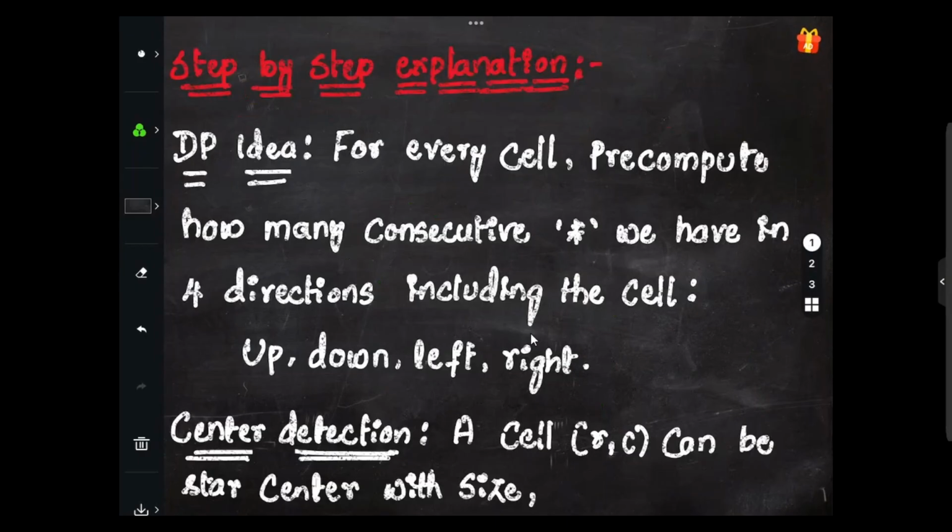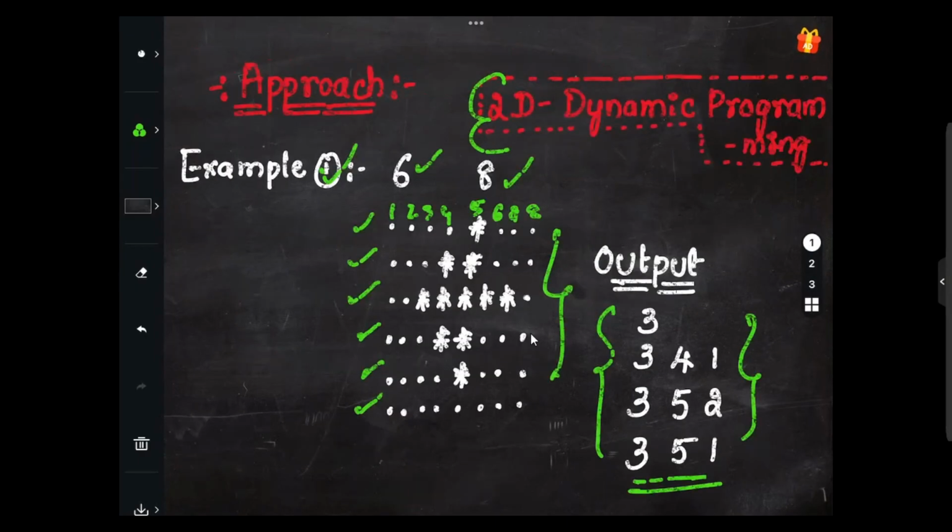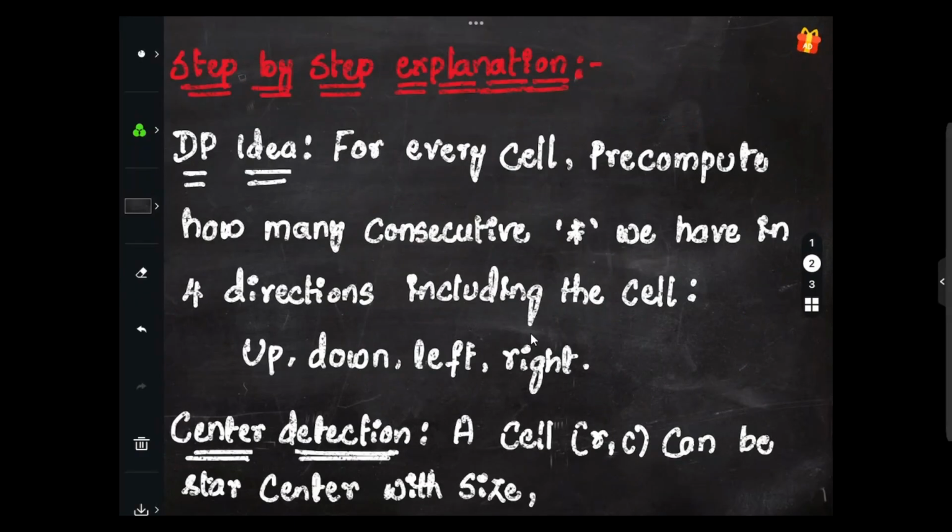The first thing I want to tell you here is we will be going with a 2D DP table, or 2D dynamic programming. Just remember this. So how will we implement the DP? Let's see that. Let me go with the step-by-step explanation. This is nothing but the DP idea. In short, I'll explain in short, right?